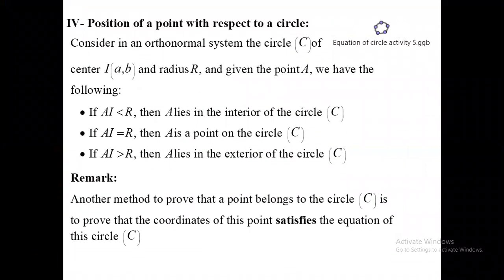So, if you have a circle C with center I, a, b, and radius R, and A is a given point, to study the position of this point with respect to the circle, you have 3 cases. You calculate the distance from this point to the center, AI. If it's less than the radius, then A lies in the interior of the circle. If AI is exactly R, the radius, then A is a point on the circle. If the distance from A to I is more than R, then A lies in the exterior of the circle.